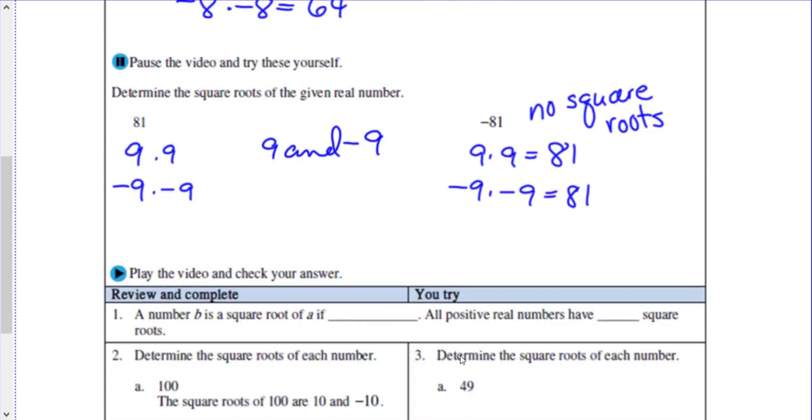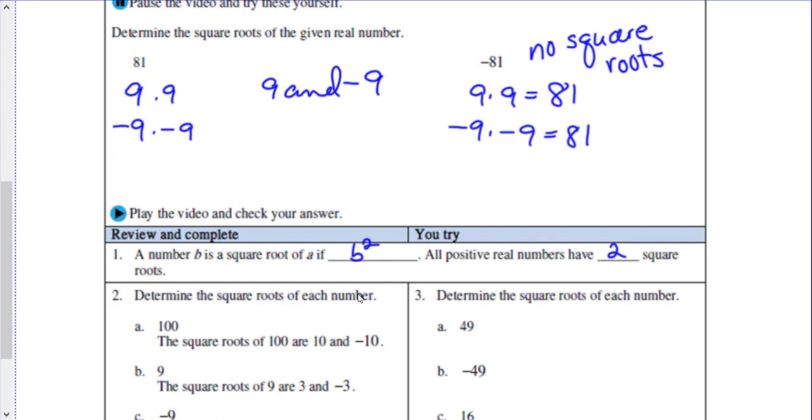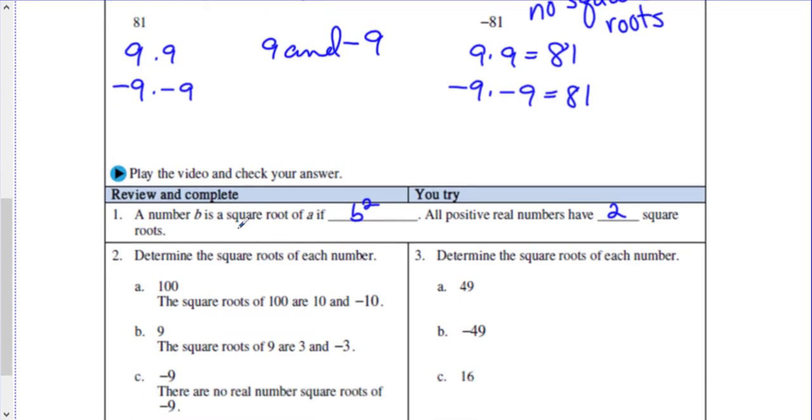So all positive numbers have two square roots. A number b is a square root of a if a equals b squared. So I'm looking for the number that you square to get that number. All right, so 49. Well, what times what equals 49? 7 and negative 7. So 7 times 7 and negative 7 times negative 7. Again, negative 49 would have no square roots because it's negative. And 16, well, 16 is 4 times 4, or negative 4 times negative 4. So 4 and negative 4 would be the roots for 16.